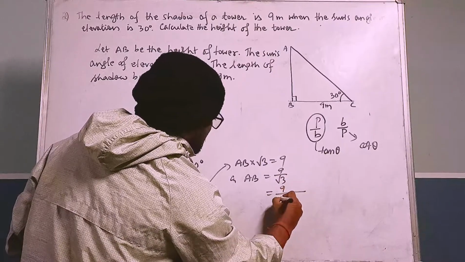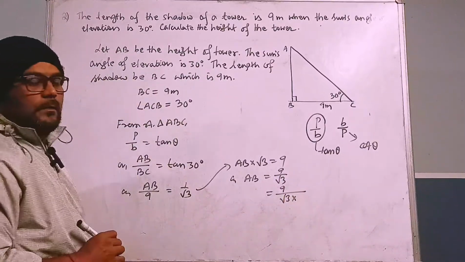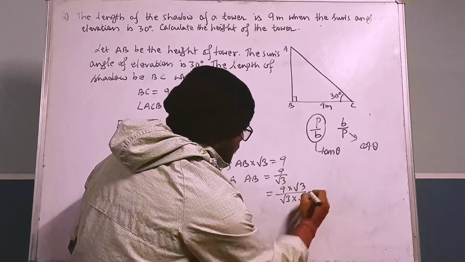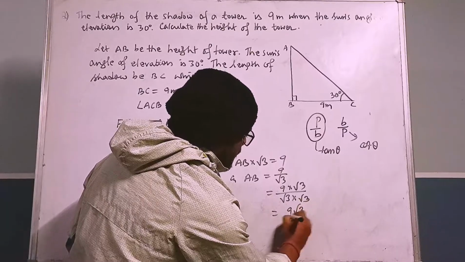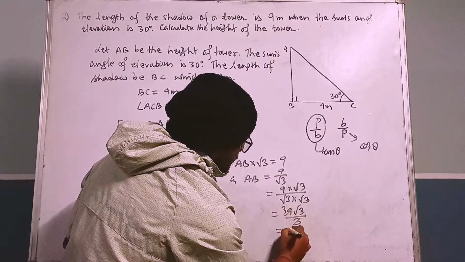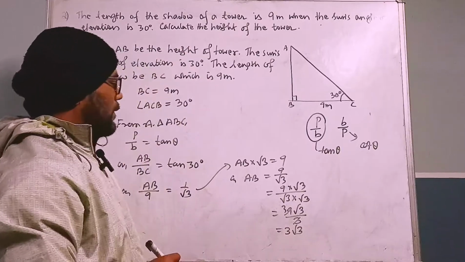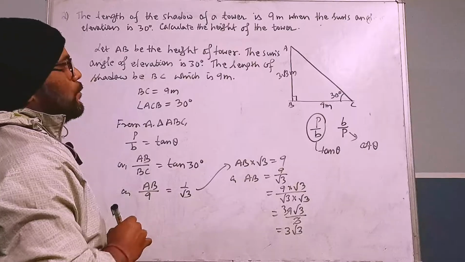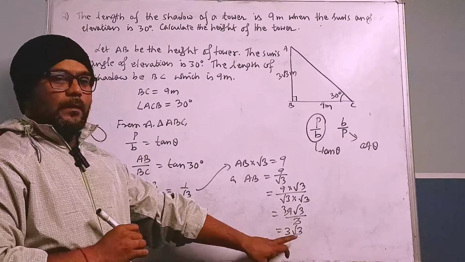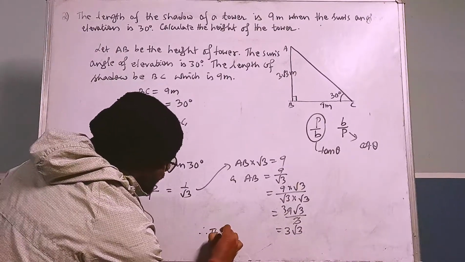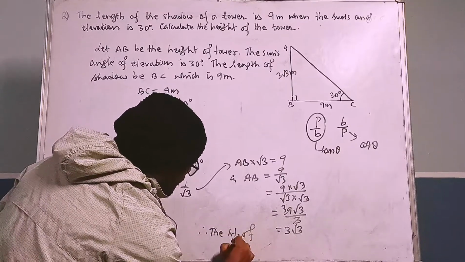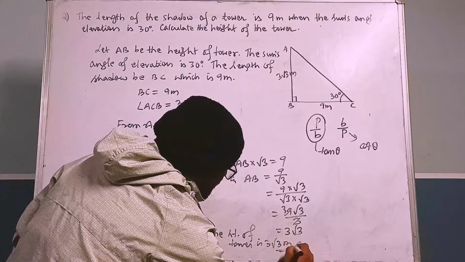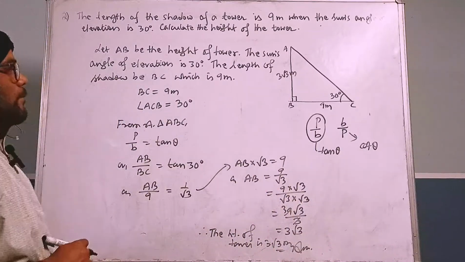You know how to cross multiply, so AB equals 9 upon root 3. Now just rationalize it. You know the process to rationalize. Root 3 is given here, you multiply with root 3, so it becomes 9 root 3 divided by 3. So your final answer will be 3 root 3. That means we have found the height of the tower as 3 root 3. So you can finally write down: the height of the tower is 3 root 3 meters.